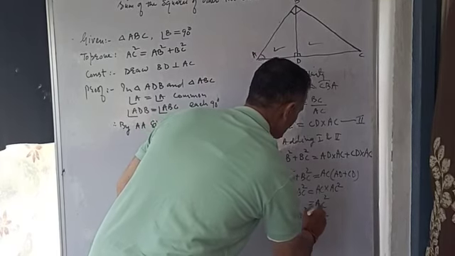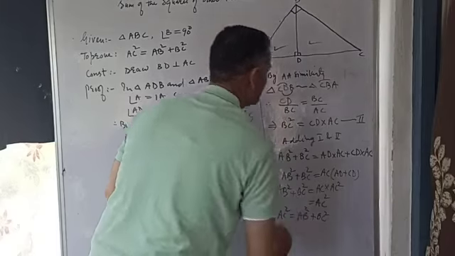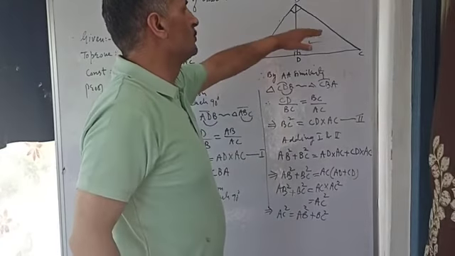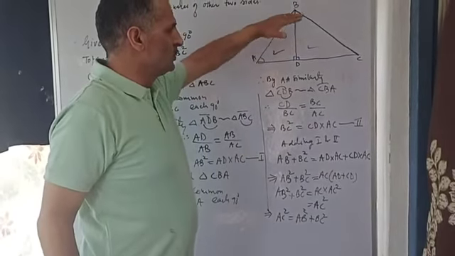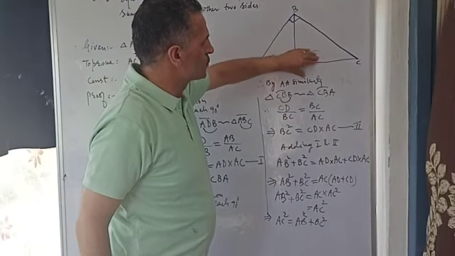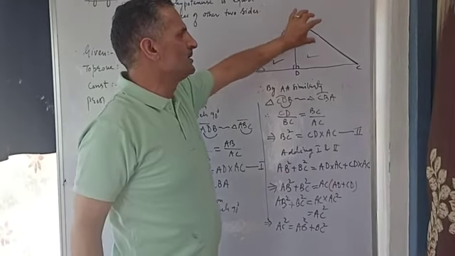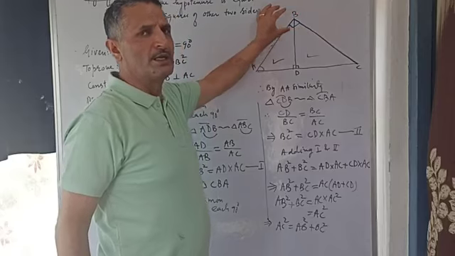So this was the Pythagoras theorem. In a right triangle, what can you write as the result? In a right triangle, you can write that the hypotenuse square is equal to base square plus perpendicular square. Thank you.